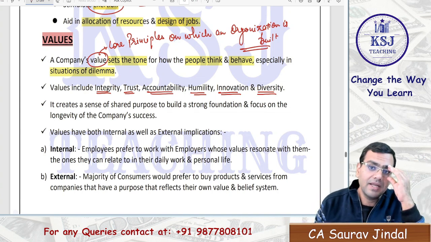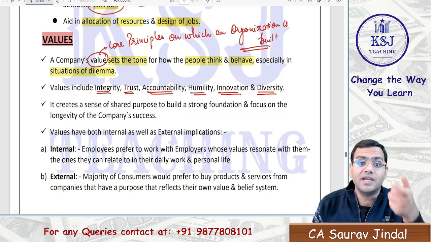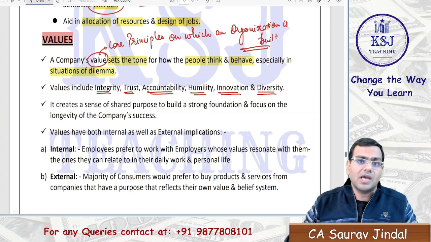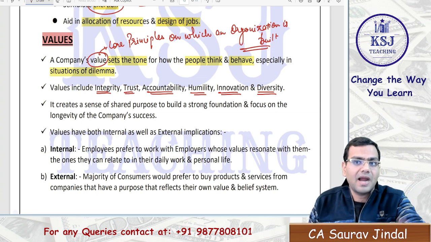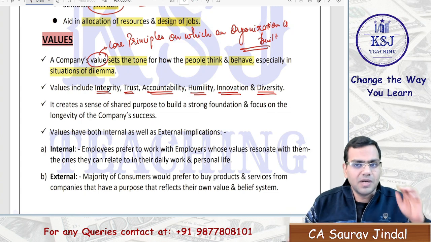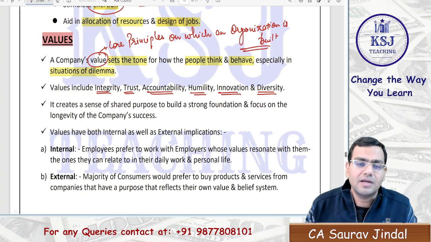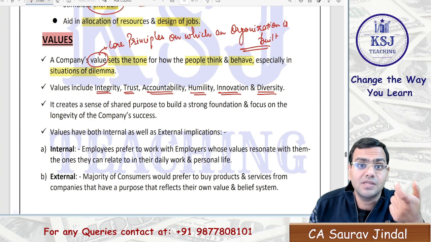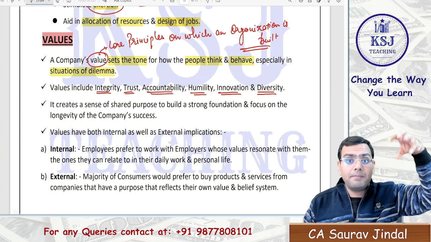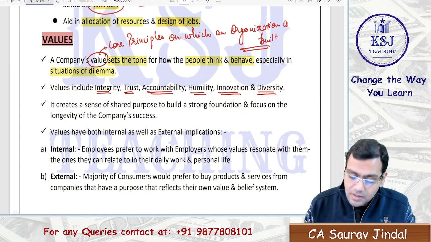That is integrity. It is a value that defines you. Whatever happens, I am not going to do any bad work, any wrong thing. Even if I suffer losses, I am not going to follow a wrong path. That is the value of the organization, a value that is set by the top management of the organization.